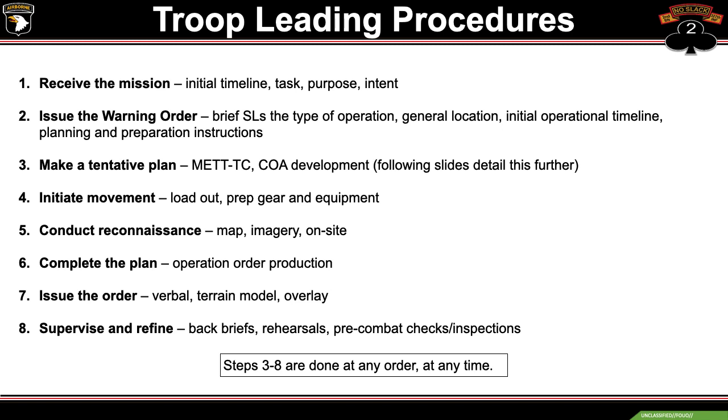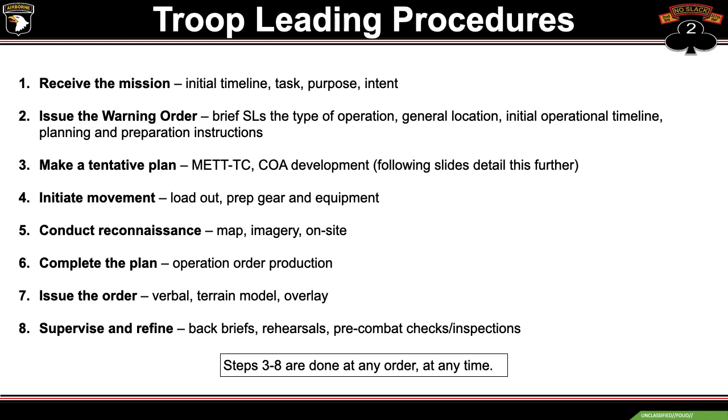So I'll add a quick note that you see there at the bottom as well. Steps 3 through 8 can be done in any order at any time. I'm just going to discuss them numerically here. So make a tentative plan. So this is where the inevitable everything's METT-TC dependent. We'll get more into the definition of METT-TC. And then COA development, so course of action development here. So step 3 here, we'll go into a little bit more in the next couple slides.